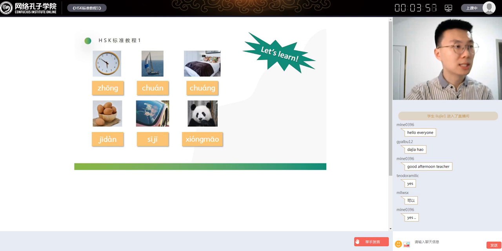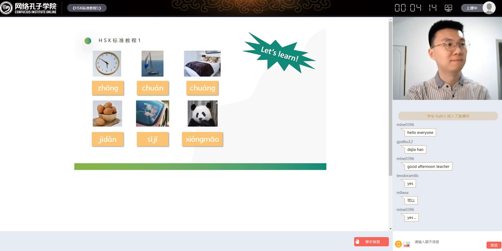And this one, 司机, 司机. 司机, it means the driver, 司机. 这是熊猫, 熊猫, the panda, 熊猫. These words we learned in last class.